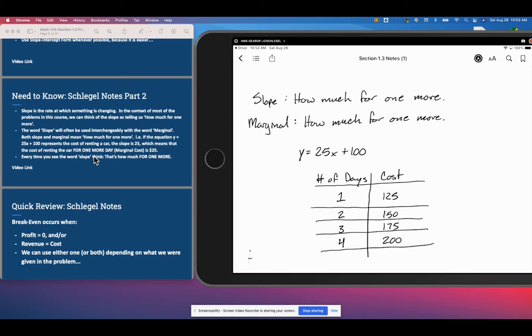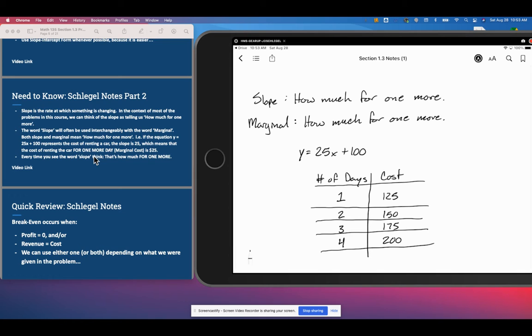So as we go through the course and you hear things like, what's the marginal cost? What's the marginal profit? What's the marginal revenue? It's how much does one more cost? How much money will I make if I sell one more? Those sort of things. And so anytime you see slope or you see marginal in this course, you need to be thinking how much for one more.